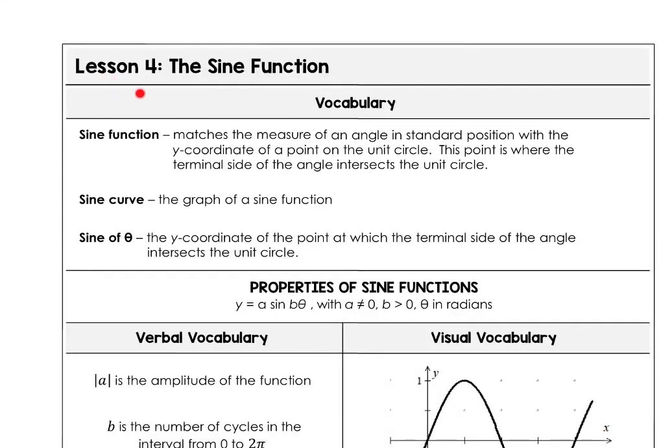In today's lesson 4, we're going to talk about the sine function. The sine function matches the measure of an angle in standard position with the y-coordinate of a point on the unit circle. This point is where the terminal side of the angle intersects the unit circle. So we're going to look at the properties of the sine function.